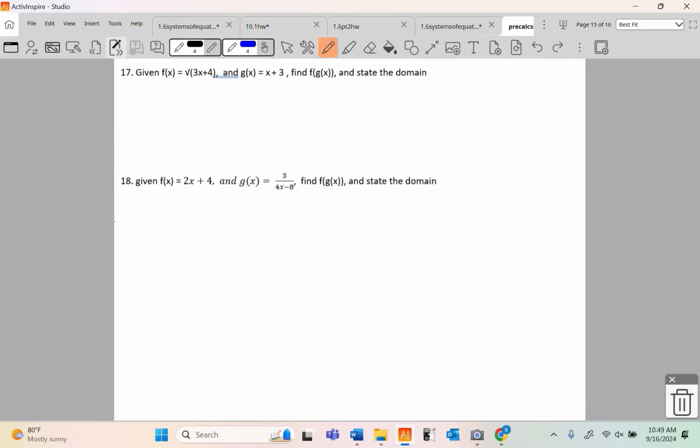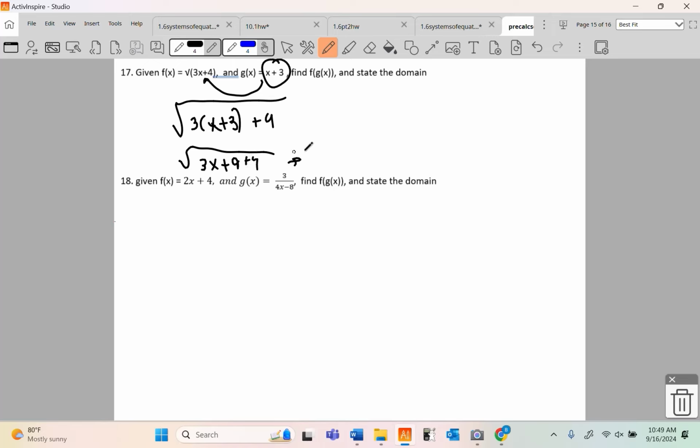All right, what do we got here? Yeah, these didn't go so hot. Find such and such and state the domain. What was the domain that got y'all? So let's do the insertion. That goes there. It's the square root of 3 times x plus 3, and then add 4. That's going to be the square root of 3x plus 9 plus 4, which is the root of 3x plus 13.